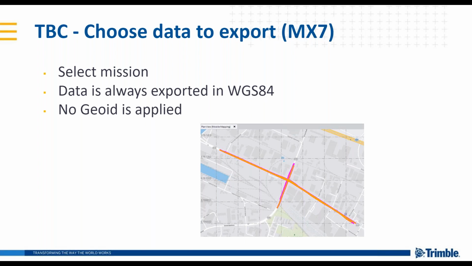And here I would like to mention two differences between MX7 and MX9. So in my screen, you will see that the mission or the data exported from MX7 will be mission-based, meaning that no run selection is applied. Another difference is that the data is always exported in geographic coordinates, meaning that no conversion is applied during the exportation. And another important remark is that even though you change or apply a geoid model, this is not taken into account while we are exporting the data.